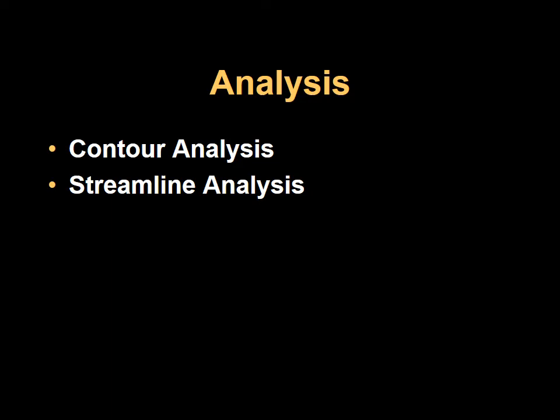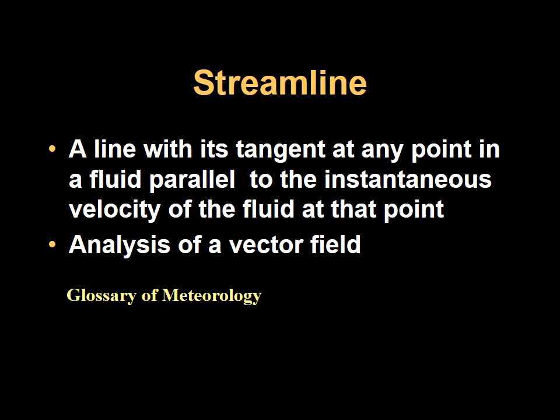We're going to talk about streamline analysis now. Streamline analysis deals with vectors, whereas contour analysis was with scalars. So what you do with streamline analysis, you draw lines that are parallel or tangent to any point in the fluid where you have some values or some vectors. And it gives you instantaneously the representation of the fluid flow. So as I mentioned, this is an analysis of vector fields. And it has some examples of streamline analysis.